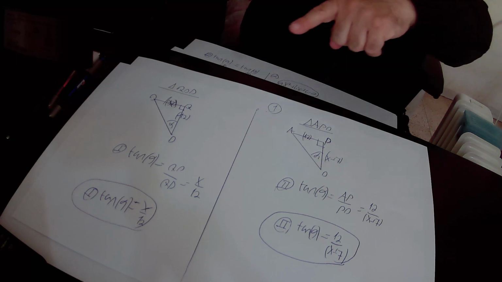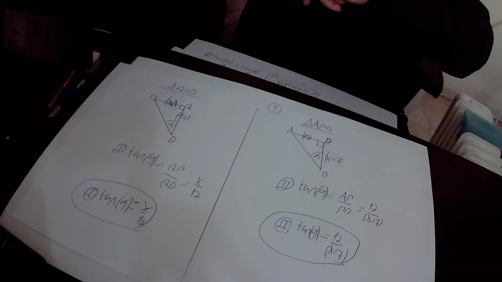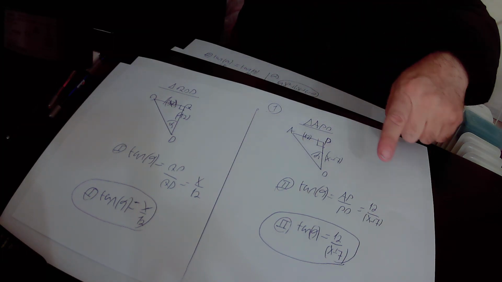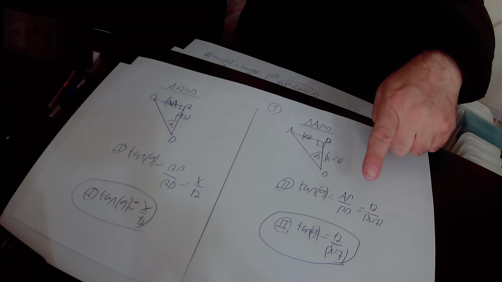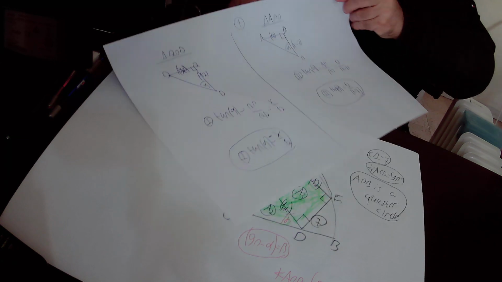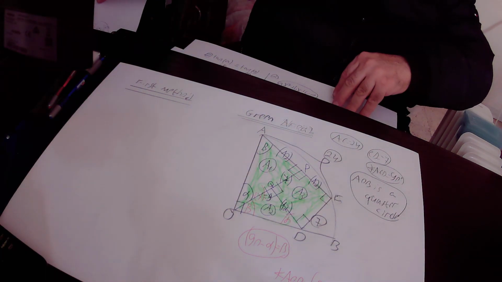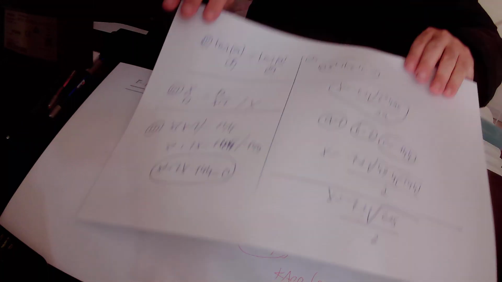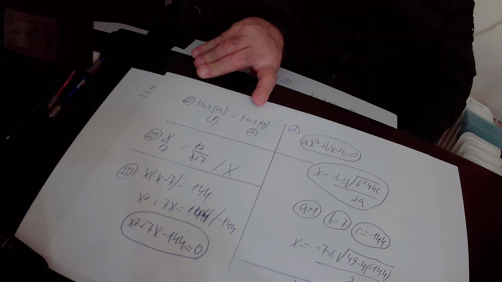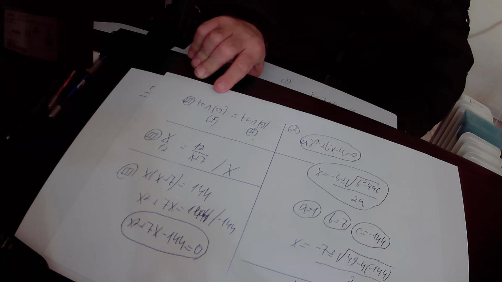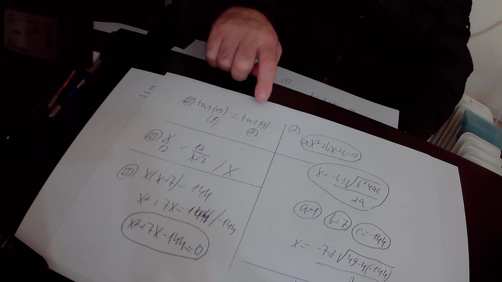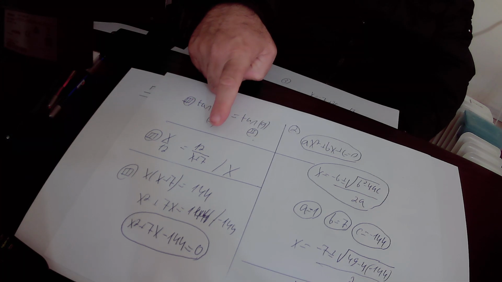So we have two different expressions for tangent alpha. According to equation number 1, tangent alpha equals x over 12, and according to equation number 2, tangent alpha equals 12 over x plus 7. Therefore, we create equation number 3: tangent alpha according to equation 1 must equal tangent alpha according to equation 2. So x over 12 must equal 12 over x plus 7.